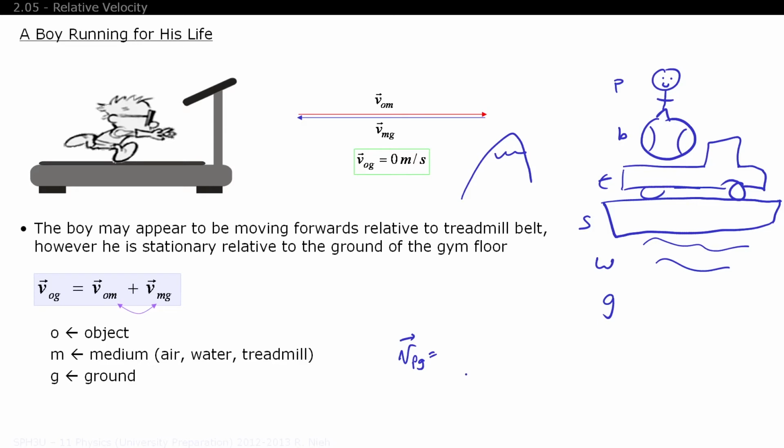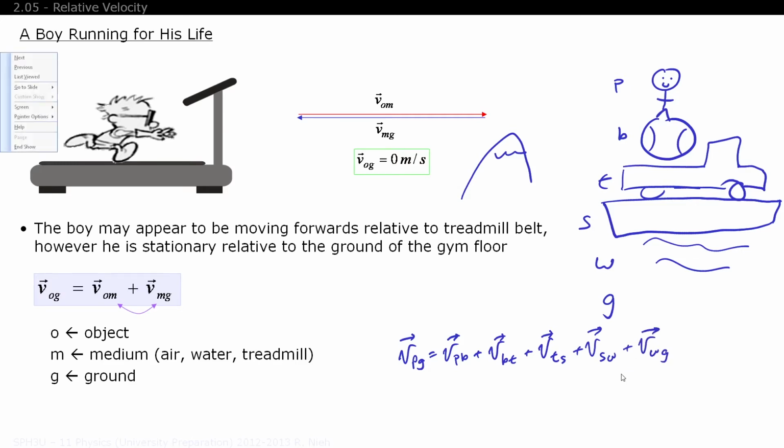Well, that's based upon a lot of other relative velocities. First off, you need to know the velocity of the person relative to the ball. Next, you need to find out the velocity of the ball relative to the truck. Then you need to know the velocity of the truck relative to the ship, the velocity of the ship relative to the water, and lastly, the velocity of the water relative to the ground. In the setup over here, you can see that we're still abiding by that rule. Adjacent subscript letters are the same, and whatever letters are left over at the end, that's used to describe the overall picture, the velocity of the person relative to the ground.